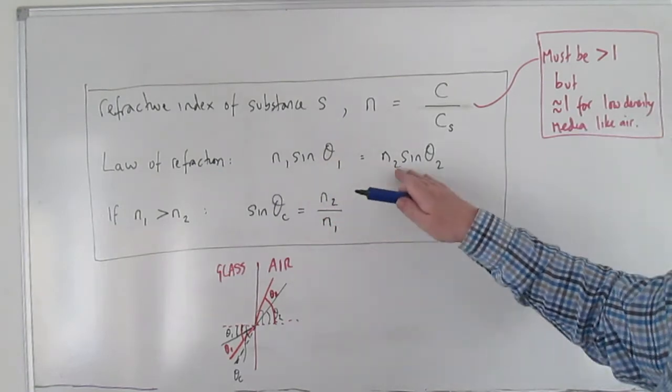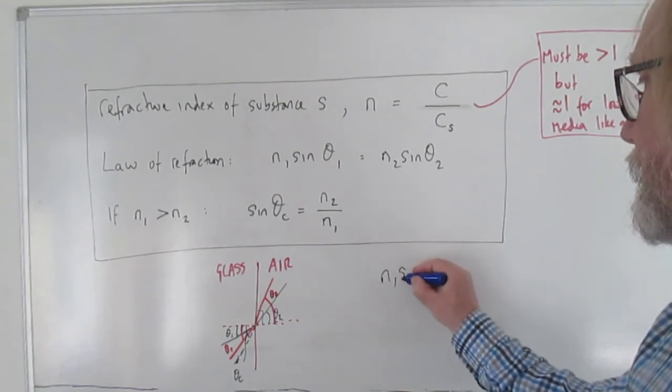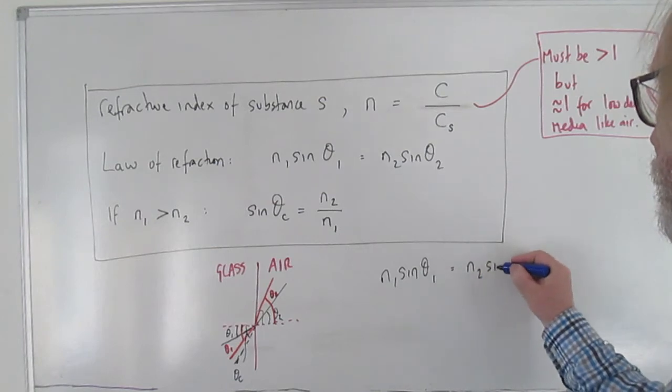So if we use this relationship here, we've got n1 sine θ1 is equal to n2 sine θ2.